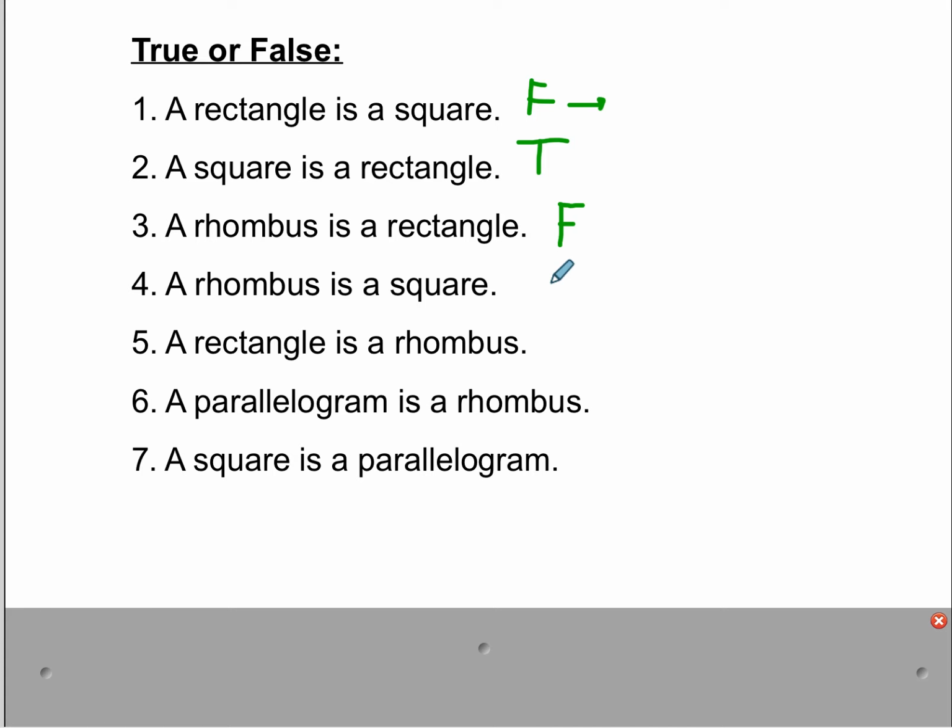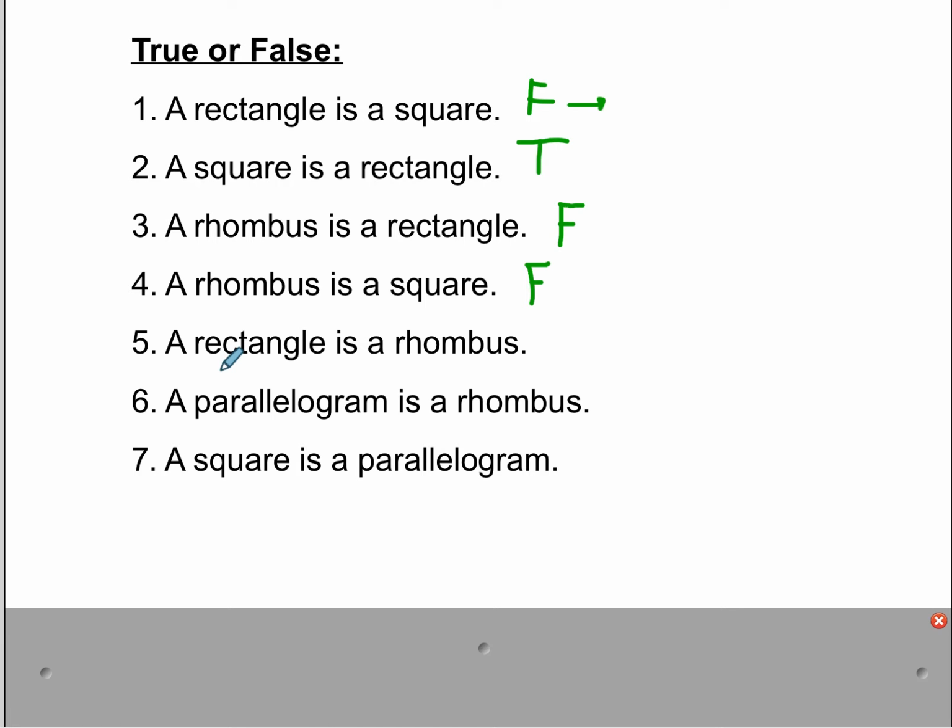A rhombus is likewise not a square. Why? Because a square has to have 4 congruent sides and 4 right angles, which means that for a rhombus, there are plenty of ways I could draw a rhombus where it would not have 4 right angles as its angles. So a rhombus is not always a square. So that statement, a rhombus is a square, implies a rhombus is always a square, and that is false.